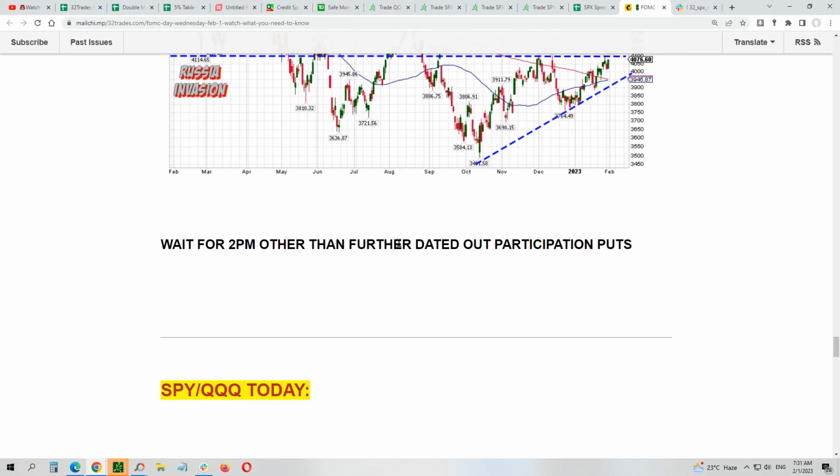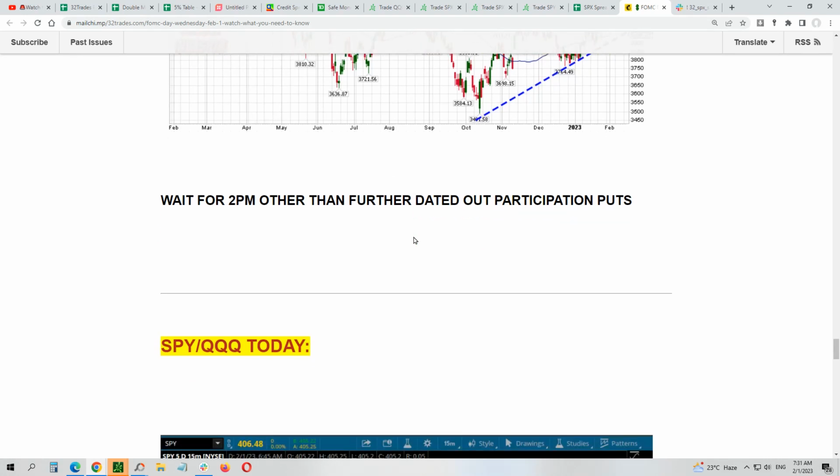So wait for 2 p.m. Other than your further dated out participation puts I put, because my view is still very, very bullish, looking for 43, 4,500 as we go into the year. But as of right now, in the short-term period of time, I am still looking for a dip.